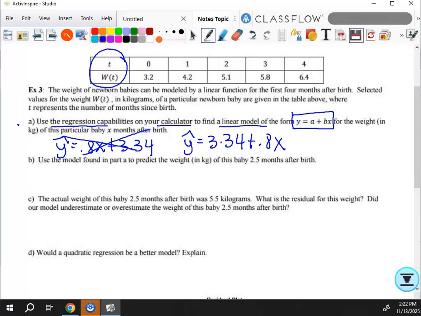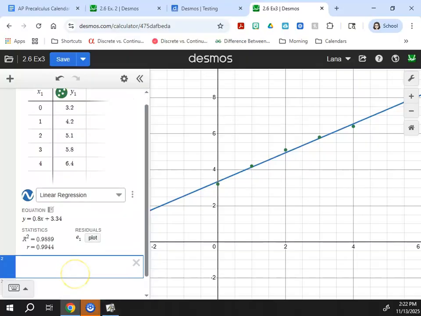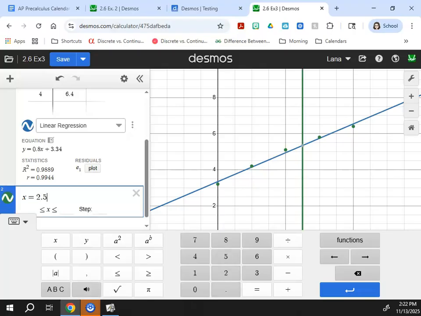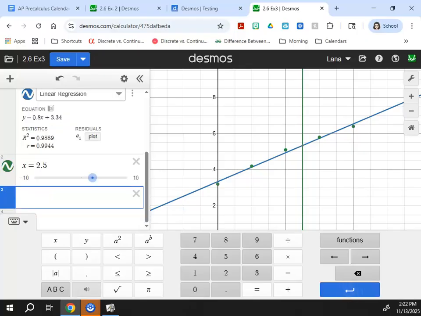All right. So then it says use the model found in part A to predict the weight in kilograms of this baby at 2.5 months after birth. Okay, so that means I want W of 2.5 with the hat on it because it's a prediction, right? Now, again, in Desmos, I don't have this defined as W and T, so I'm not going to use W and T. What am I going to type in? X.